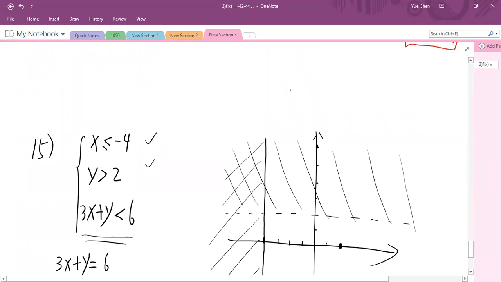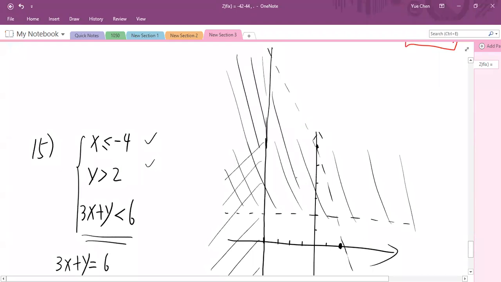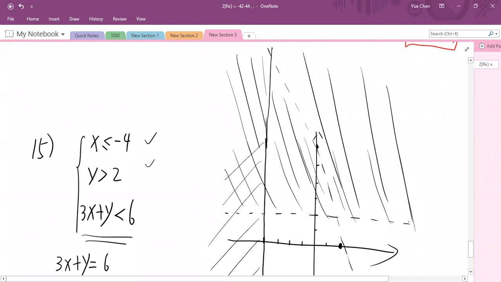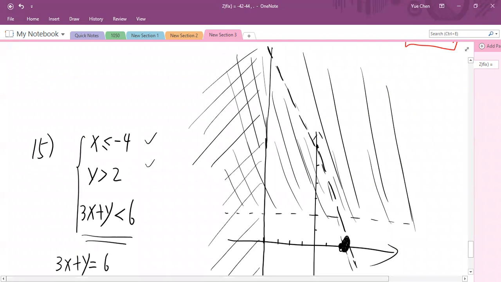So we use the dashed line to connect these 2 points, right? Dashed line. This is for y greater than or equal to 2. This is for the less than or equal to -4. So this is our new one. Okay, it should be here, right? Not very good, but you should understand that.